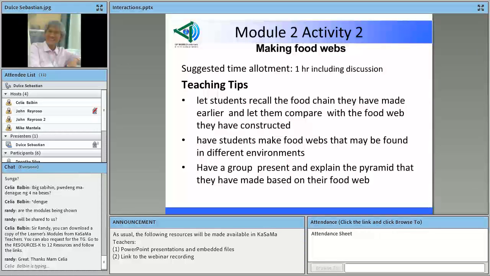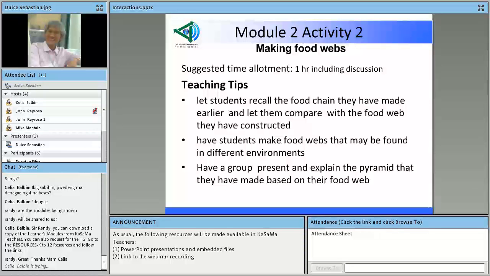In Module 2, which is entitled Making Food Webs, you should let the students recall the food chain, because in Activity 1 they were already asked to make the food chain. So let them compare it with the food web that they have constructed in this activity.